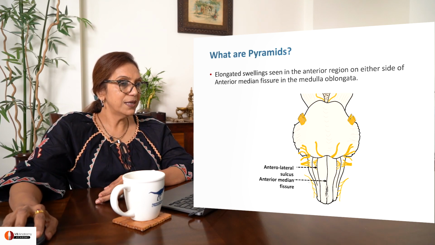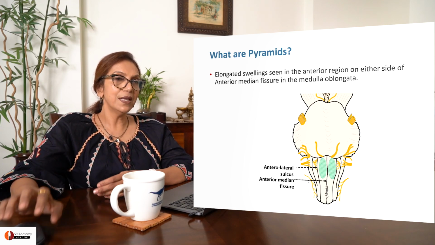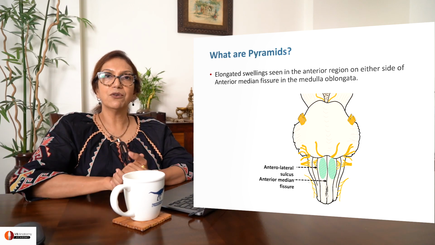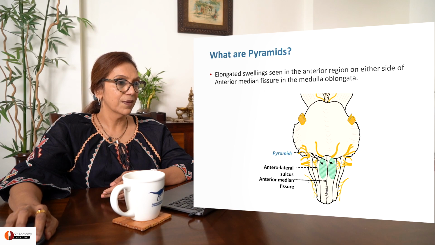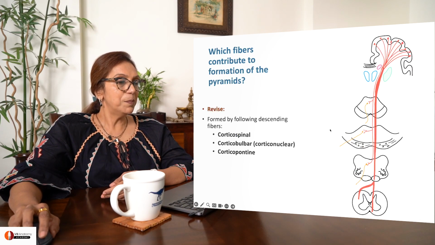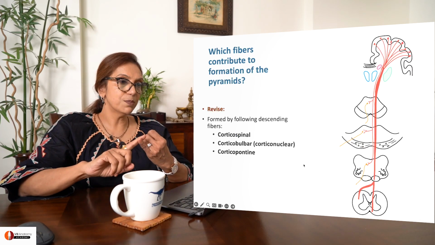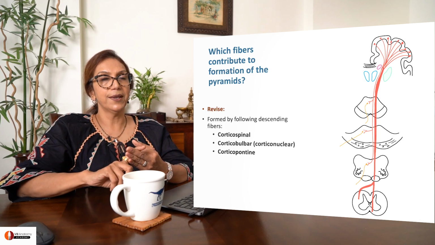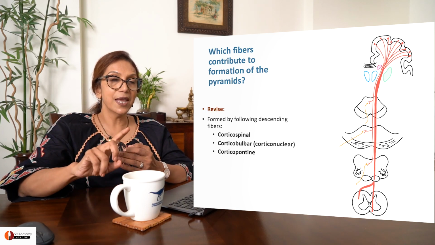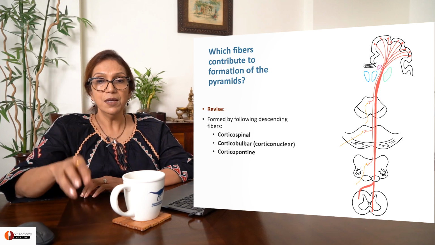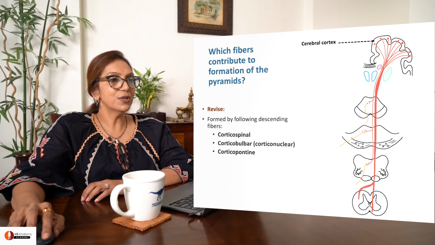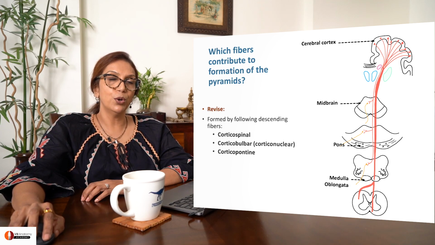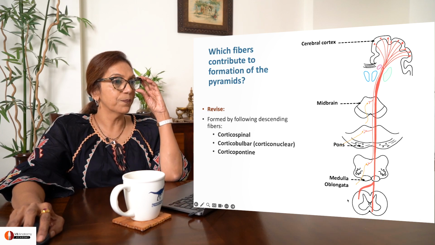Pyramids are elongated swellings which are lying between the anteromedian fissure and the anterolateral sulcus. We know this from our earlier lecture. These are the pyramids. The pyramids are formed by three fibers: corticospinal, corticobulbar, corticopontine. Let's do this discussion again today, although we've done this earlier, because it's very, very important. So this is your cerebral cortex. This is the midbrain, pons, medulla oblongata, and of course this is the spinal cord.